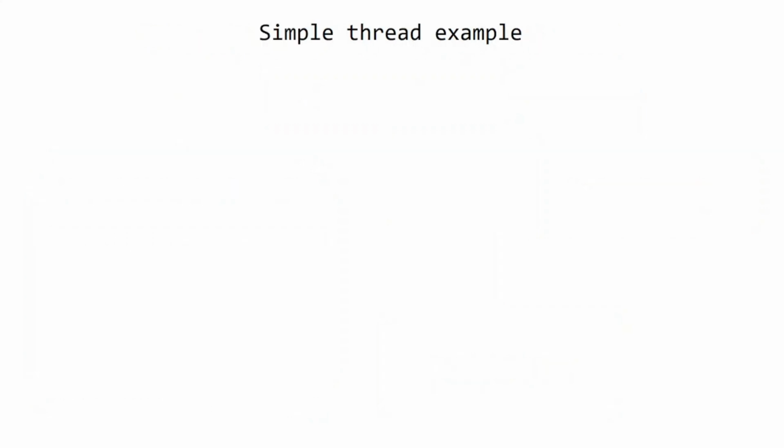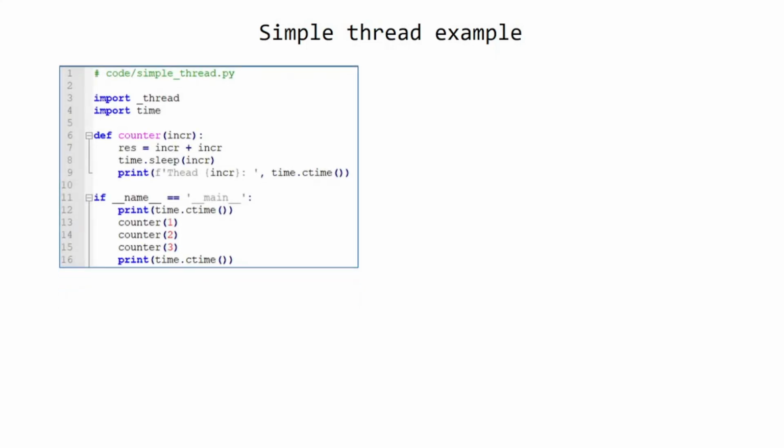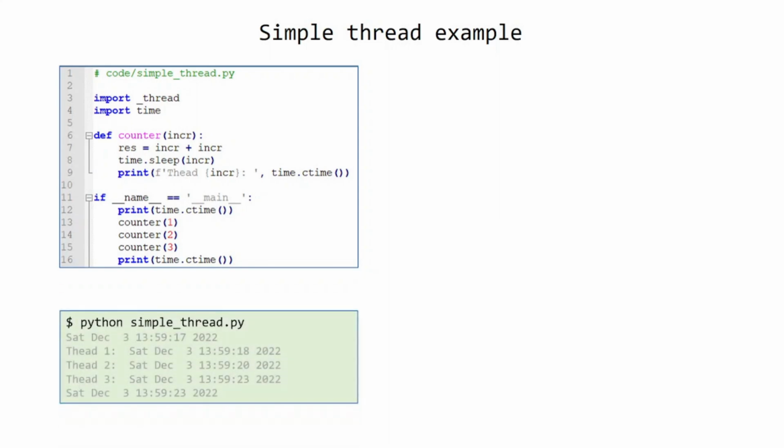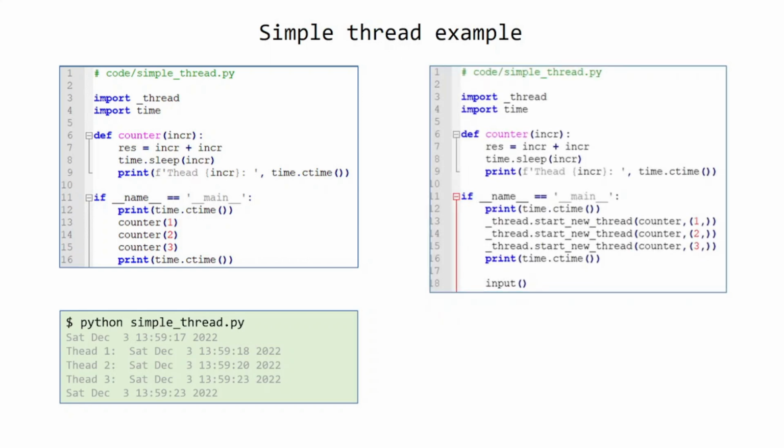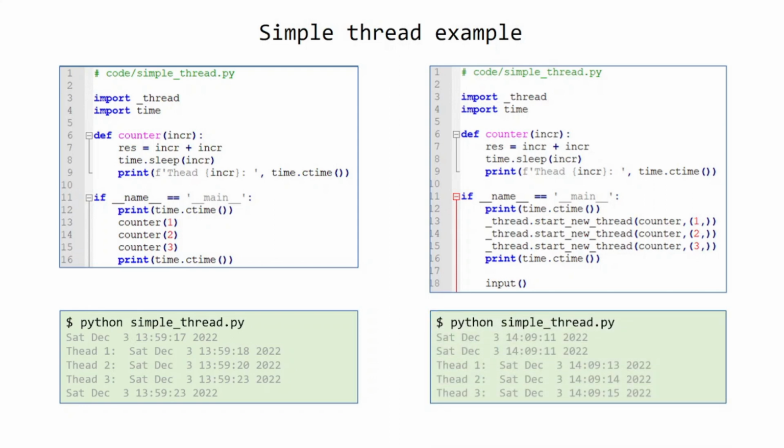Let's see a simple example of threading with the _thread module. Create a file with the name simple_thread and fill it like below. Run it in the terminal. As we can see, the code has been executed for 6 seconds. But what happens if we pass these three function instances to the threads? After changing the simple_thread file, run it in the terminal. The code has been executed immediately.